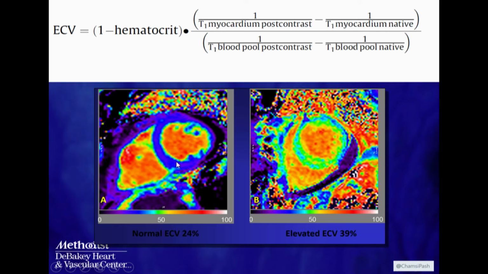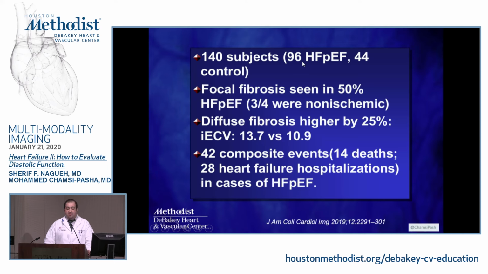Different literatures have used different cutoffs, but it sounds like the upper limit of normal is anywhere between 29 to 30% for ECV. This is a recent paper published in JACC Imaging looking at the relationship between myocardial fibrosis on CMR, both focal and diffuse, and outcomes in patients with heart failure with preserved ejection fraction. So they had 96 HFpEF patients and 44 controls, and they were able to demonstrate focal fibrosis in almost 50% of patients with heart failure and preserved ejection fraction.